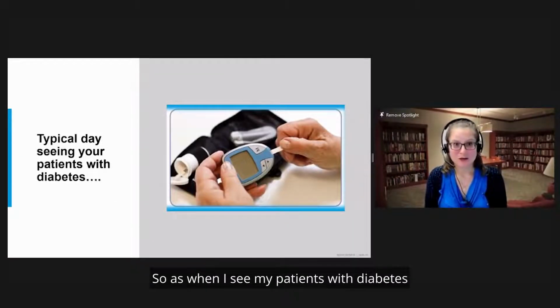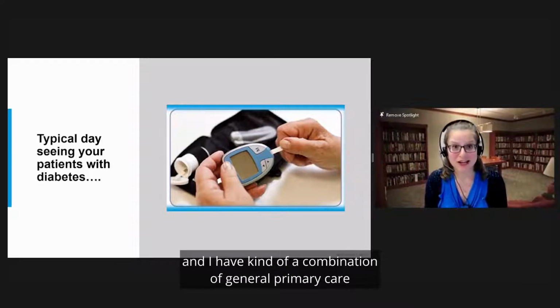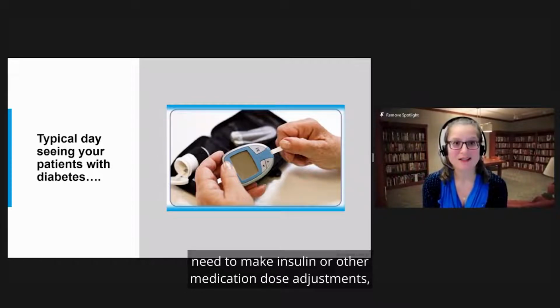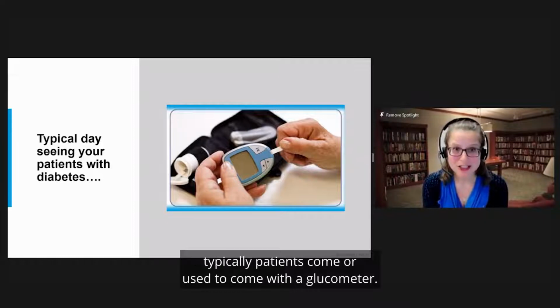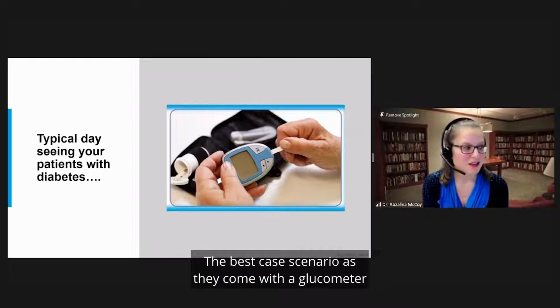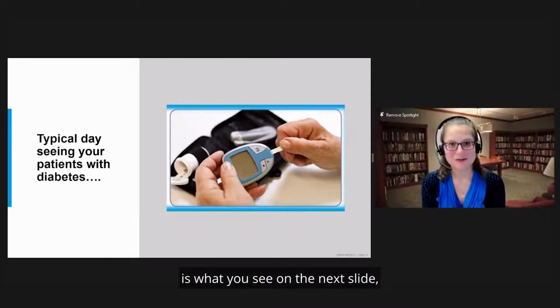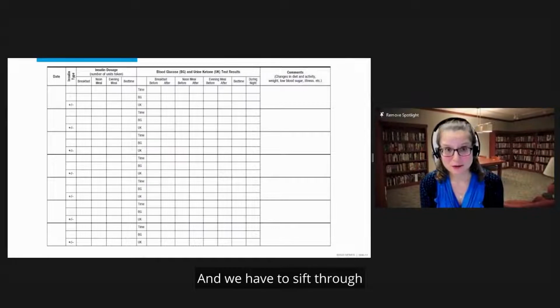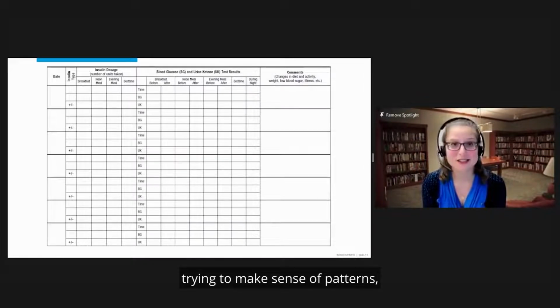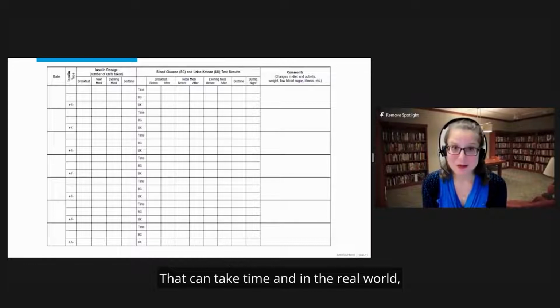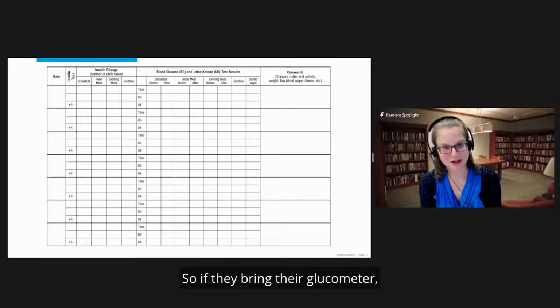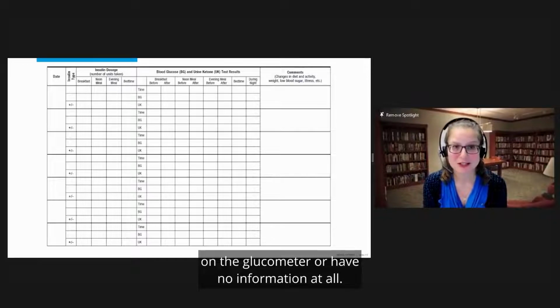So when I see my patients with diabetes, and I have a combination of general primary care and endocrinology practices, when you are ready to see patients with diabetes and you need to make insulin or other medication dose adjustments, typically patients come or used to come with a glucometer. The best case scenario is what you see on the next slide, which is their glucose log. And we have to sift through all of their information, trying to make sense of patterns, see what we need to do for their medications. That can take time. And in the real world, our patients often do not bring their logbook. They may not even bring their glucometer. So if they bring their glucometer, we'll be sifting through information on the glucometer, or have no information at all.